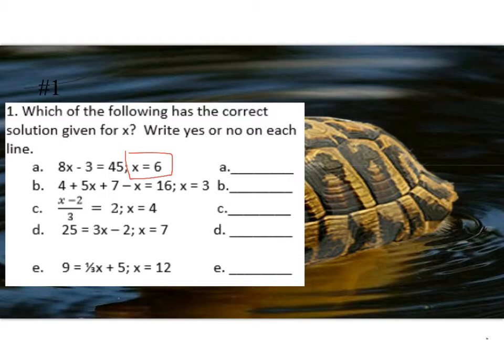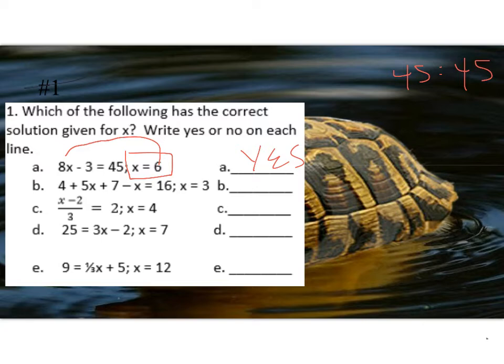So I'm going to do this. I don't know if I have to write it out. Maybe I'll write it out for the next one, but this one's pretty easy. So I'm going to plug in 6 for x. So I have 8x, which becomes 8 times 6. 8 times 6 is 48 minus 3. 48 minus 3 is 45. So we end up with an equation that says 45 equals 45. Is that true? I would say yes, it's true. 6 is a solution to that equation.